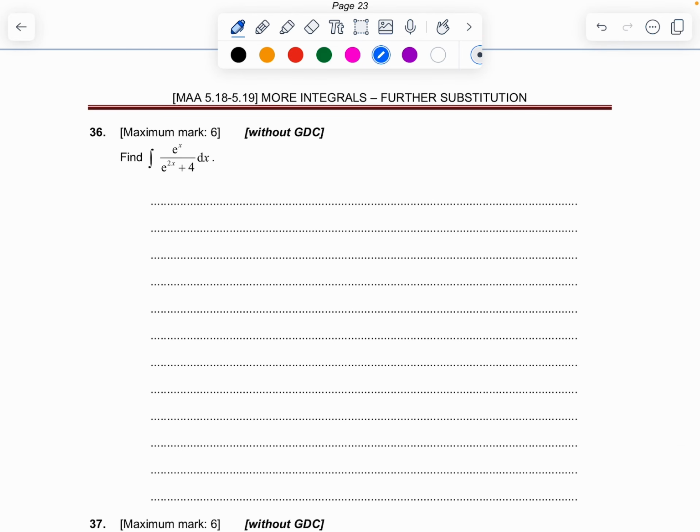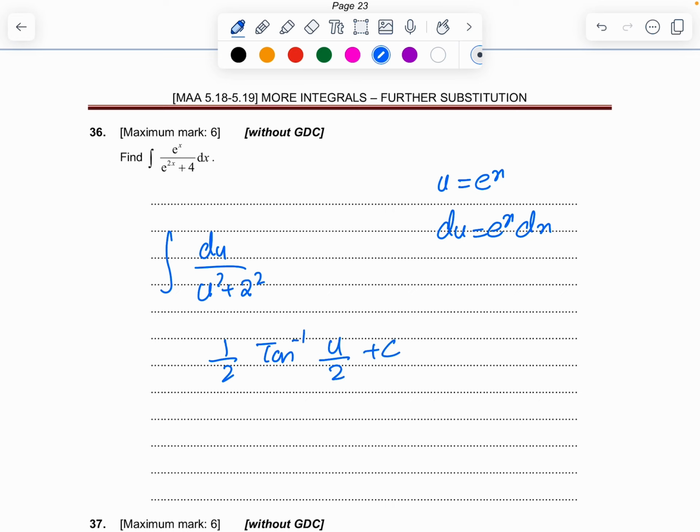Now you can take u equals e power x. So du equals e power x dx. So it becomes du upon u square plus 4. 4 is 2 square. So 1 upon a tan inverse of x upon a. So 1 upon 2 tan inverse of e power x upon 2 plus c.